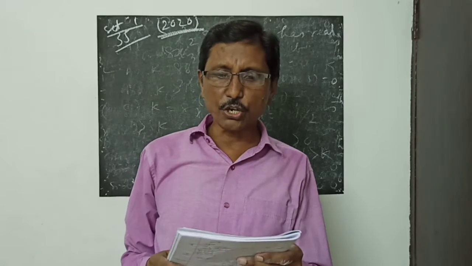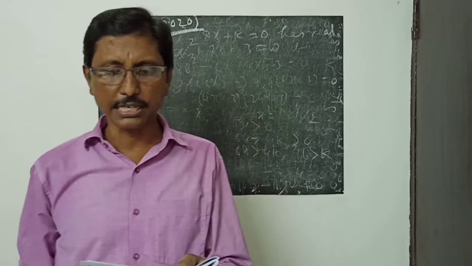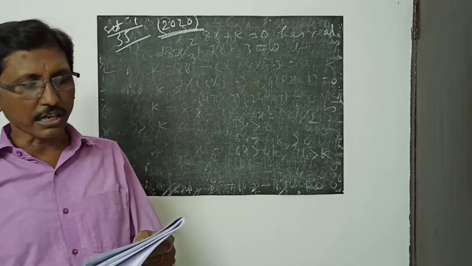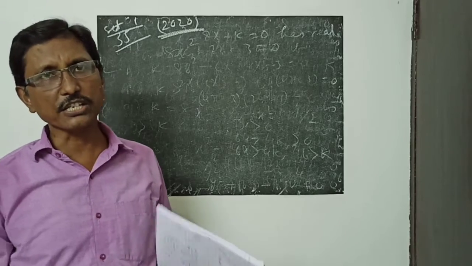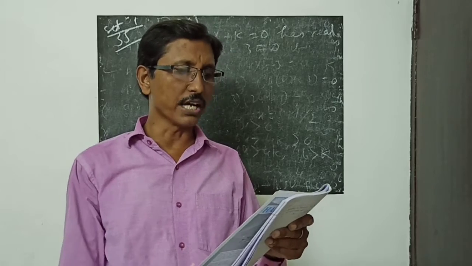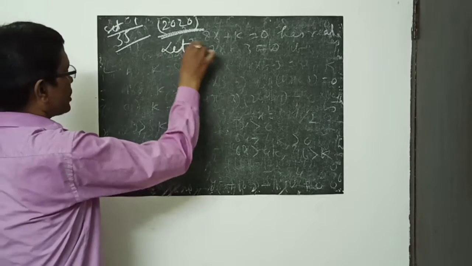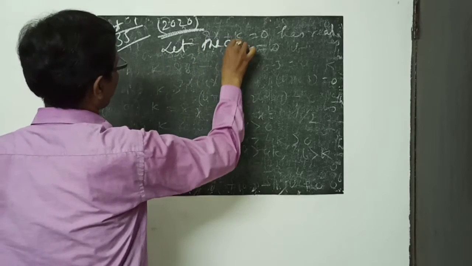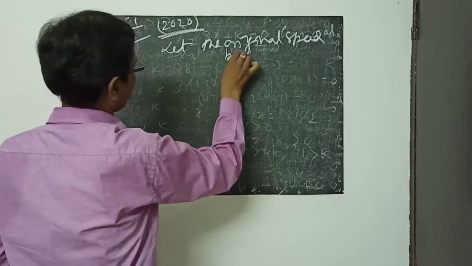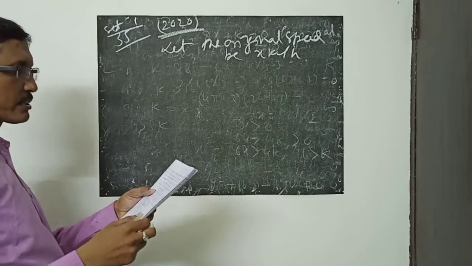The average speed of the trip was decreased by 200 km per hour, and thus the time of the flight increased by 30 minutes. If the speed decreased, more time will be required. So find the average speed of the aircraft. So let the original speed be x kilometer per hour.